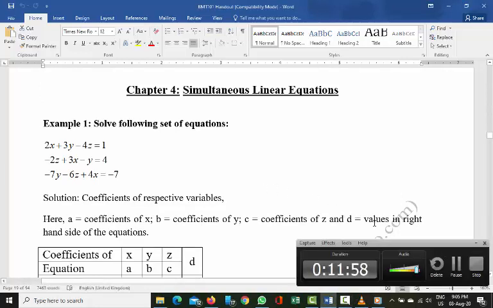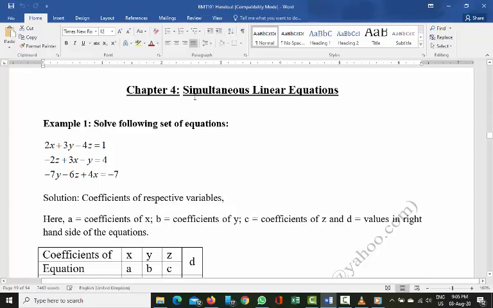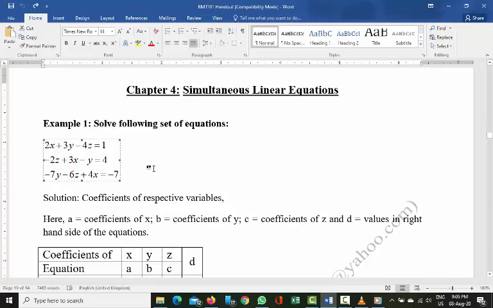Now we will move to chapter 4, simultaneous linear equations. If you want to solve a set of equations like this, you can use a calculator to solve this set of equations. In our secondary level, we have studied how to solve this question using the replacement method, right? But we will not solve using that method. We will use a scientific calculator.